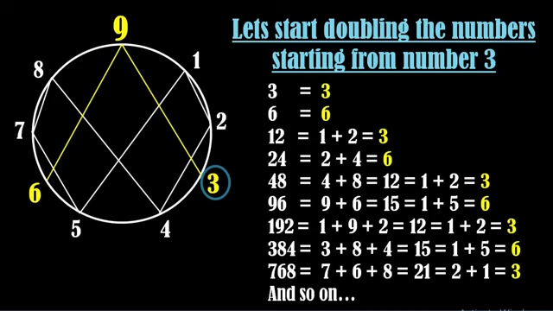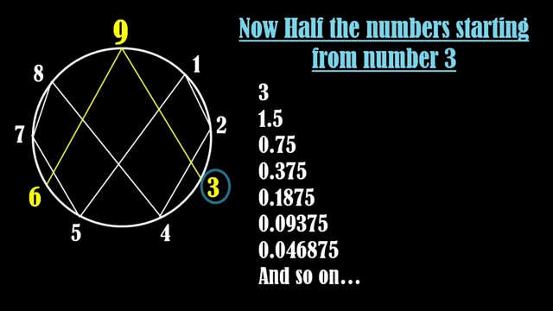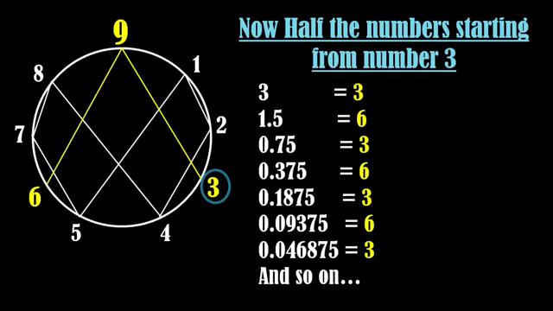Now find the digital roots of the numbers. You will be surprised after seeing the results. We will get only two numbers, 3 and 6, every time. Notice all the numbers that were present in the previous sequence are absent this time, and numbers 3 and 6 were completely absent in the previous sequences. Okay, let's do some more maths. This time we will halve the numbers repeatedly starting from number 3. Here are the numbers. Now again get the digital roots of the numbers by adding the digits of the number. And here is what we get.